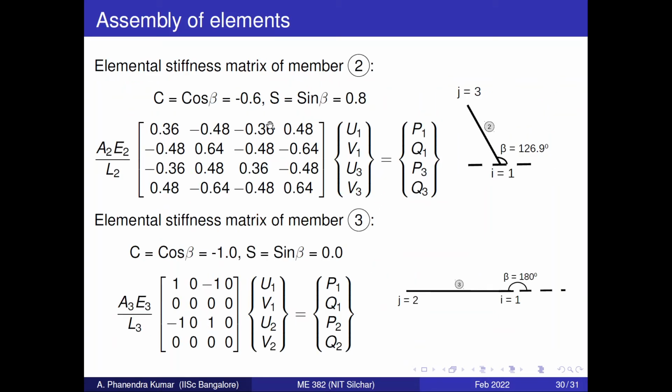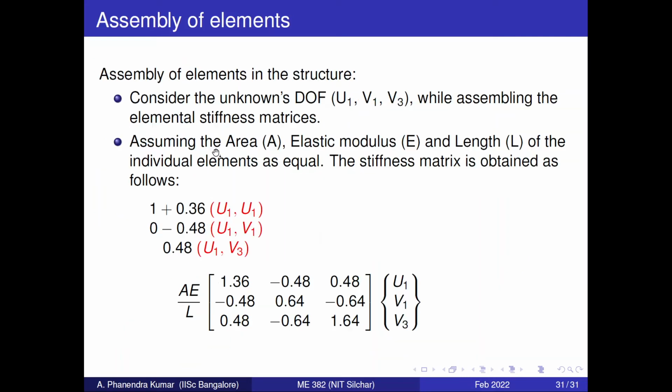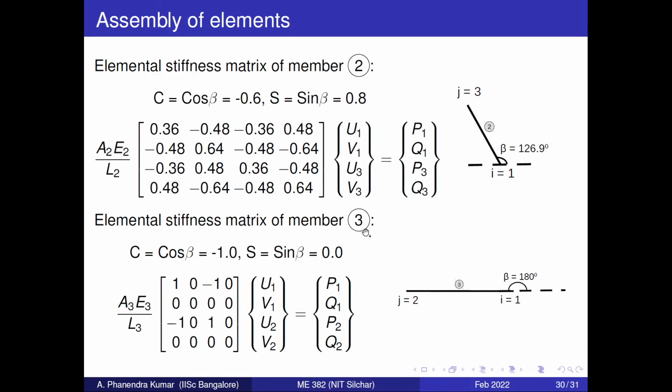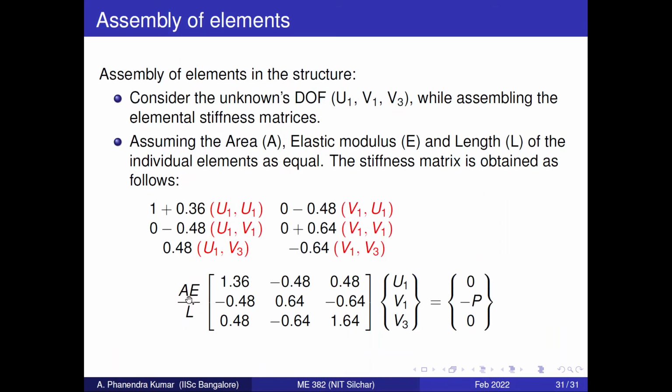Let's see where we have the column v1. We have the column v1 here and u1. Column v1 and u1, minus 0.48. Column v1, and this is u1. 0 minus 0.48, so minus 0.48. And next we have v1. This is v1 and this row corresponds to v1, so 0.64, and here also we have 0. So similarly we will evaluate the other columns. In this way we can obtain the final structural stiffness matrix, which includes the unknown degrees of freedom.